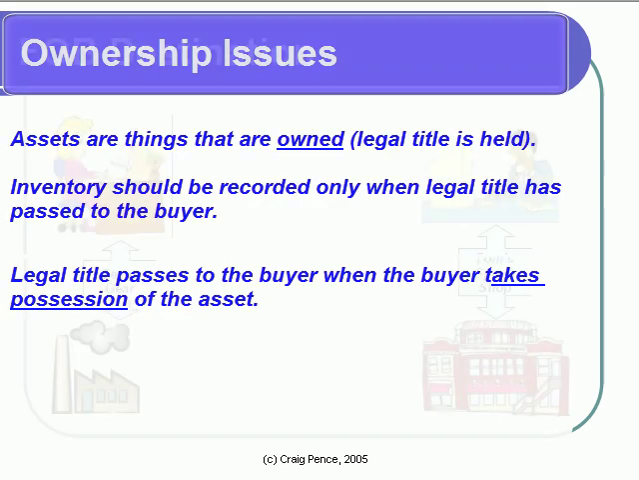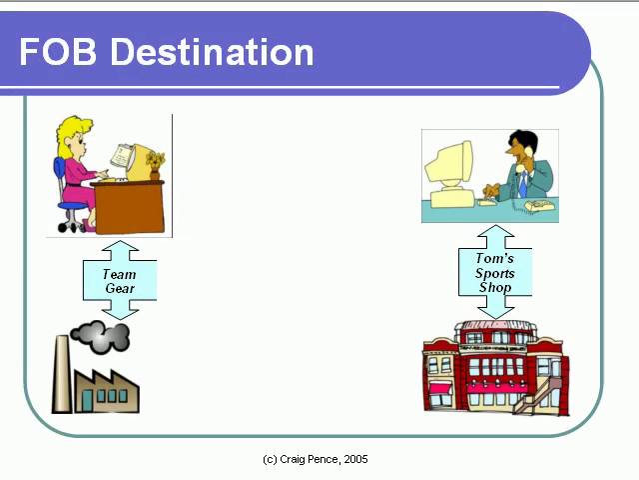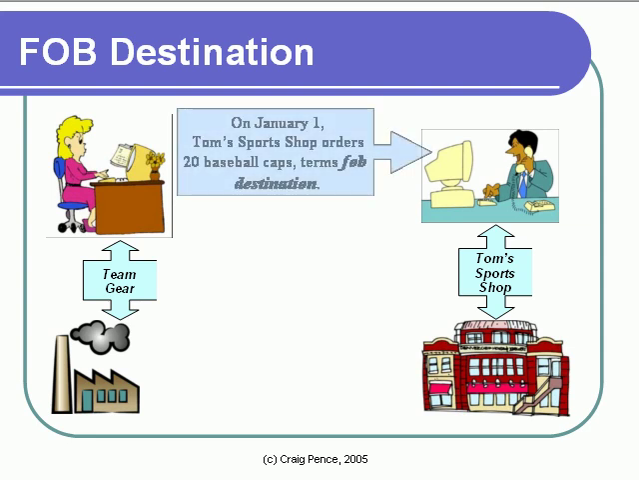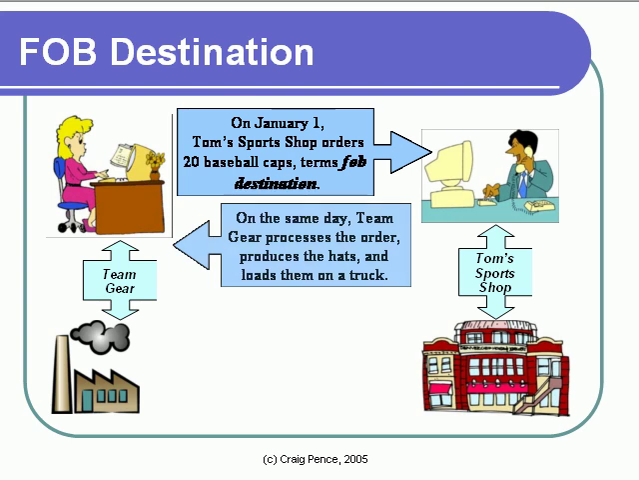Let's consider an example. Let's say that on January 1st, Tom's Sport Shop orders 20 baseball caps from Team Gear. The terms of sale are FOB destination. On the same day, January 1st, Team Gear processes the order and ships the goods to Tom's. The truck arrives at Tom's on January 3rd, and the baseball caps are delivered.